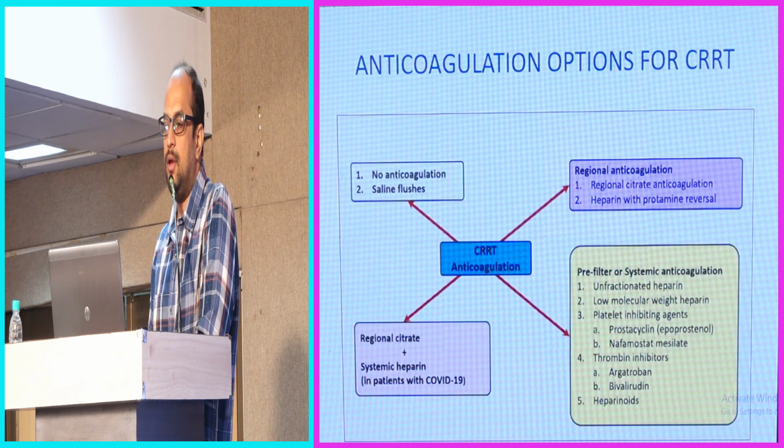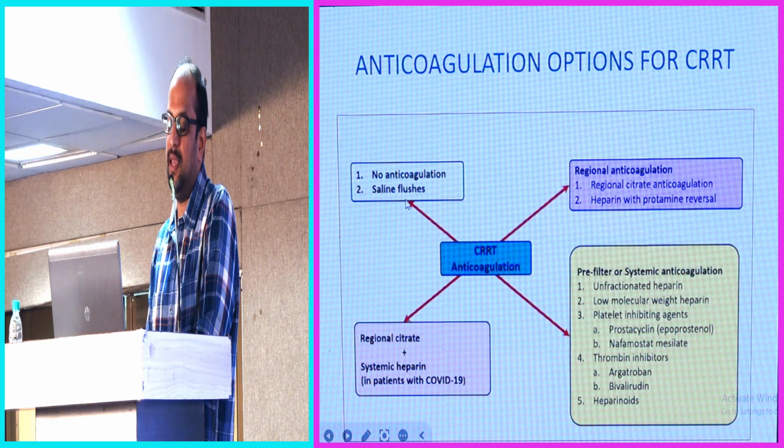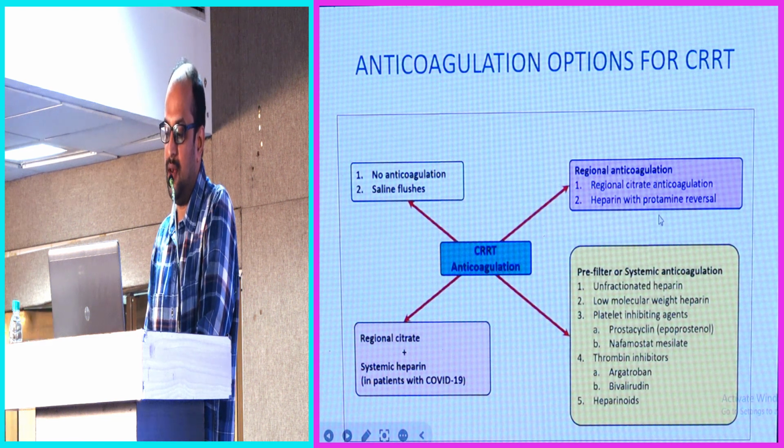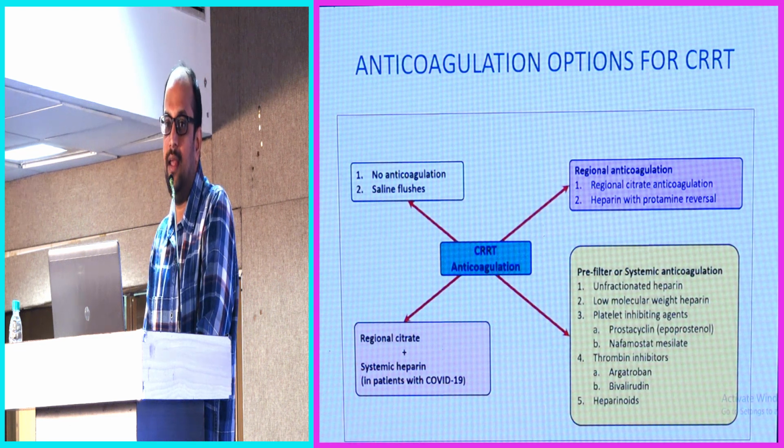Coming to the anticoagulation options in CRRT, we can run a CRRT without any anticoagulation just by giving saline flushes, and we can run the circuit by giving regional anticoagulation in the form of regional citrate anticoagulation and heparin with protamine reversal. And there are multiple systemic anticoagulants like unfractionated heparin, low molecular weight heparin, platelet inhibiting agents, direct thrombin inhibitors, heparinoids, and sometimes we may need to provide systemic anticoagulation along with regional anticoagulation.